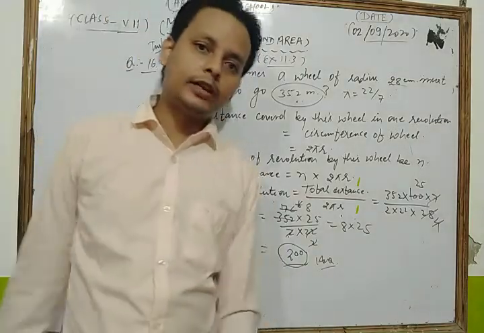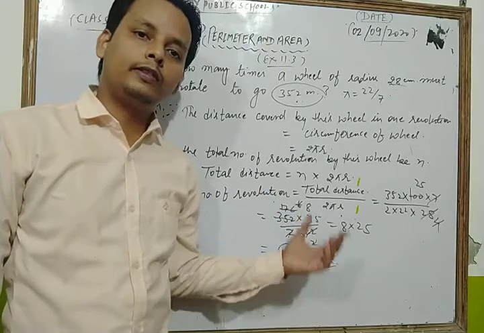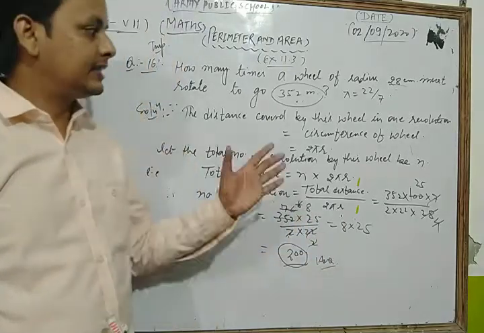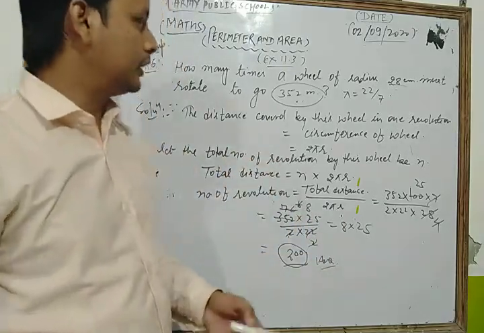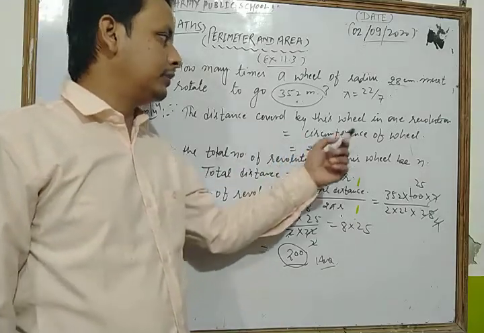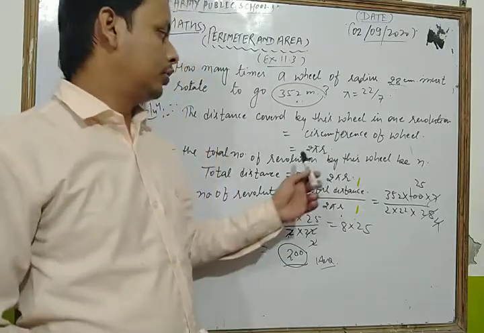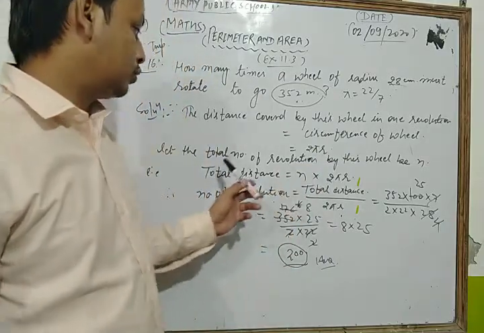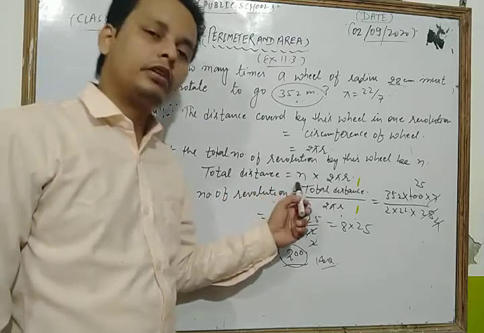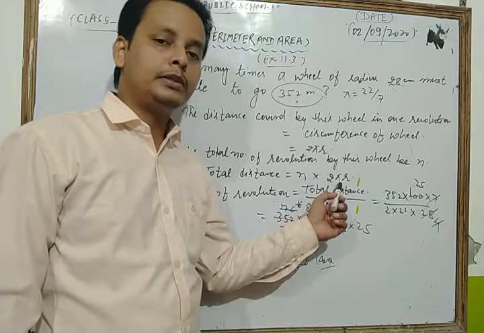Okay, dear students, in this way we can solve that type of question. Let's see once more. In that question, the distance covered by this wheel in one revolution is equal to its circumference, that is 2 pi r. Now the total distance is equal to the number of revolutions times 2 pi r, meaning its circumference.